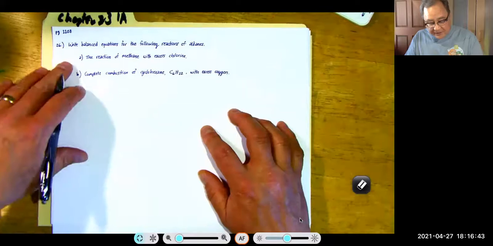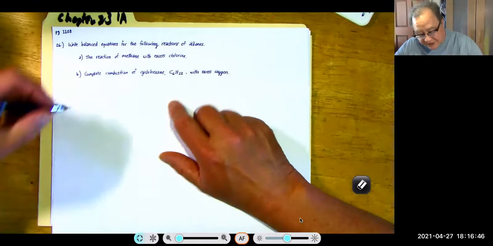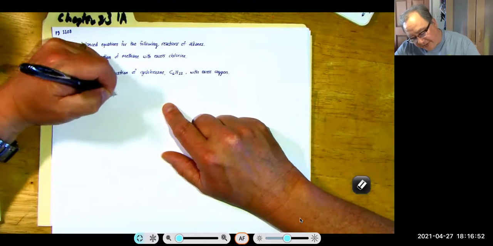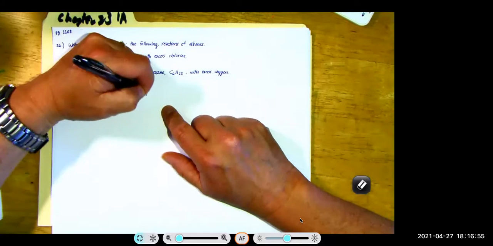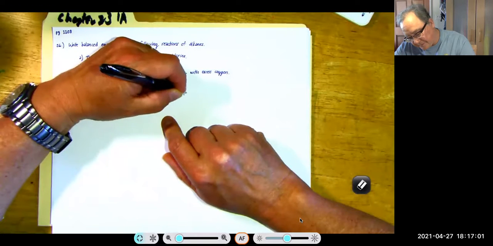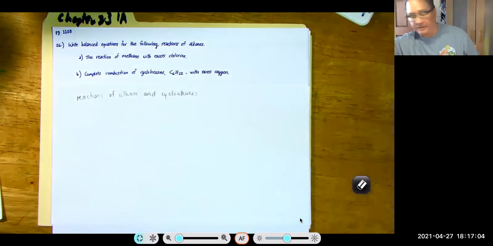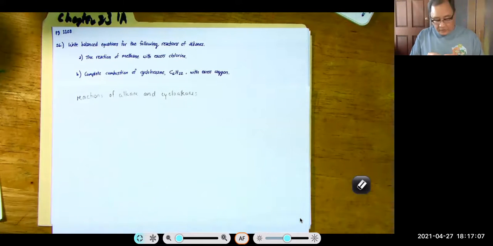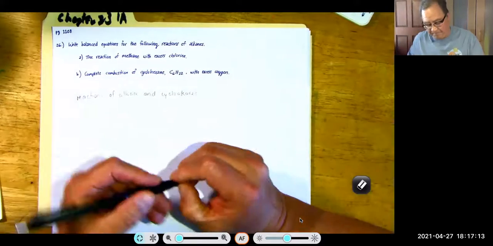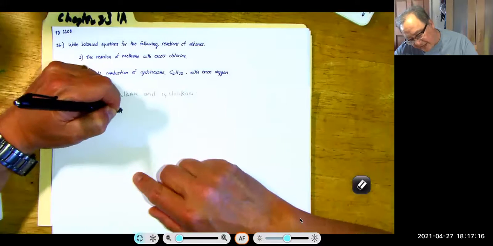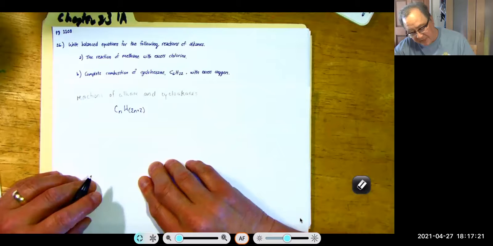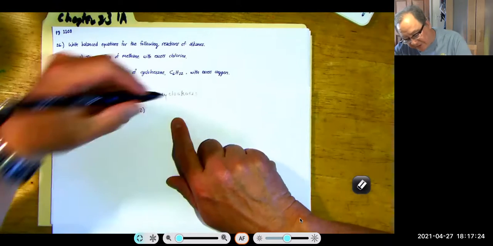This one is actually something that we want to know. This is reactions of alkanes and cycloalkanes. So an alkane is something that has the formula CnH2n+2. A cycloalkane is something that has the formula CnH2n.